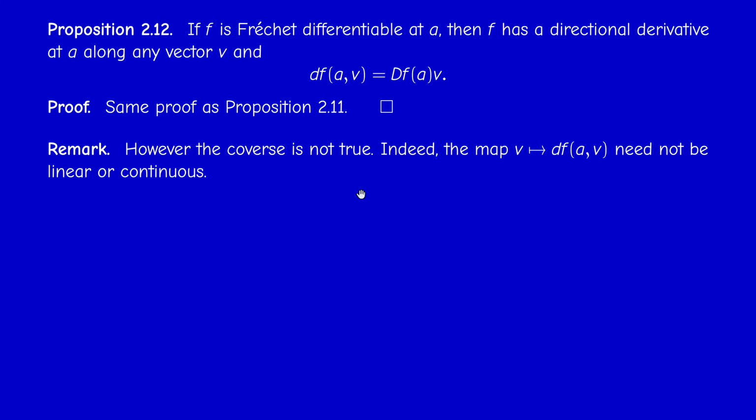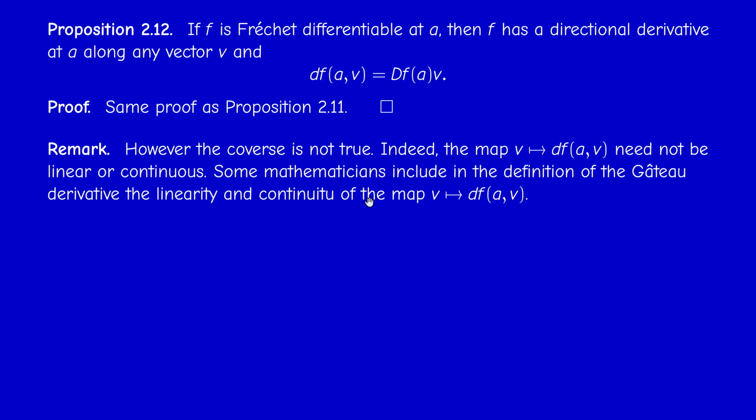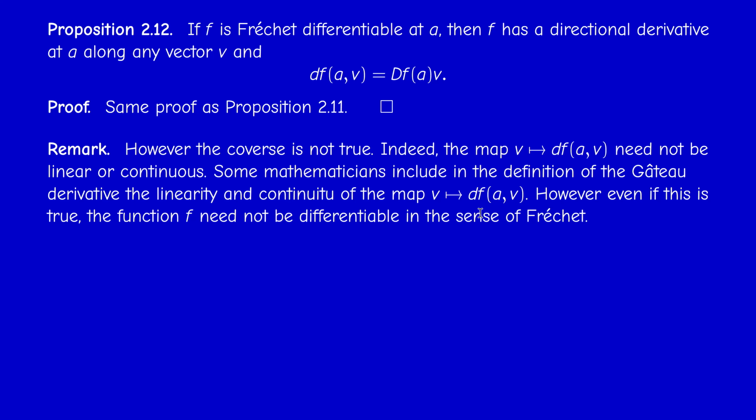First of all, the Gateau derivative need not be linear or continuous in v. First of all, it need not exist. But if it exists, it's not necessarily linear or continuous, unlike the Frechet derivative, which is by definition linear and continuous in the argument, in the increment v or h. Now, some mathematicians include in their definition of Gateau derivative the linearity and continuity of this map. But even if this map is linear and continuous, it doesn't mean that f is Frechet differentiable.